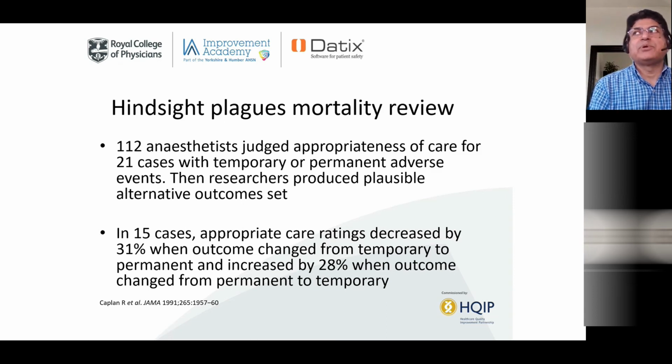to permanent. For example, in one case the patient had lost a limb because of this, and in the other case, the patient had died. So this was a more severe outcome. When the outcome was severe, their opinion changed. That's called human bias. So there is always a human bias when we think that we are reviewing a patient who had died. So how do we overcome it?